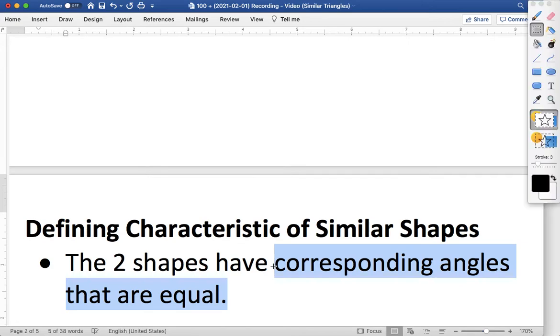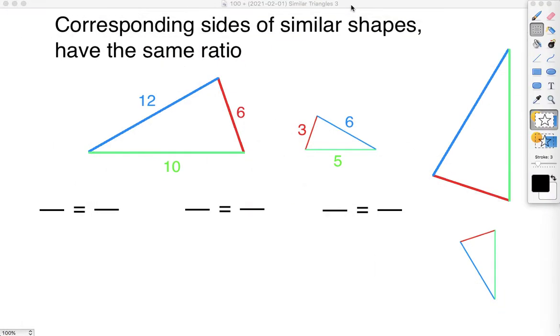If a triangle is similar, one of the properties that it will have will be that corresponding sides of similar shapes will have the same ratio. A ratio, you can think of it as a fraction, or a relationship. So the relationship between the sides for one of the shapes will equal the relationship for the sides of the second shape. Let's give an example here.